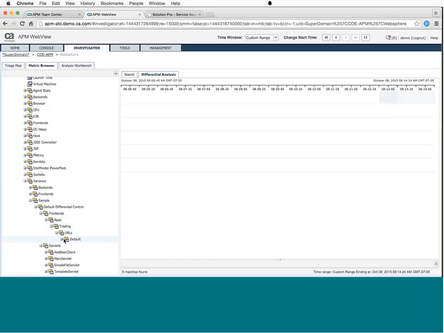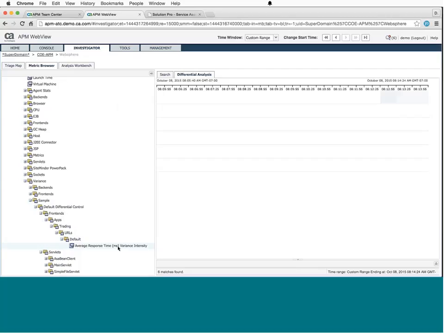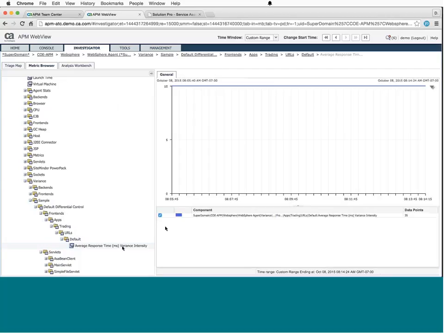And in this case, the default trading URL, this is a little deceptive here. It's not just average response time, it's the average response time variance intensity. So I'll click on that, and I'm going to keep shuffling these windows around. Right now, the variance intensity is 10. I feel like I'm playing cards all of a sudden, moving these around. But see how the number is 10 for variance intensity?